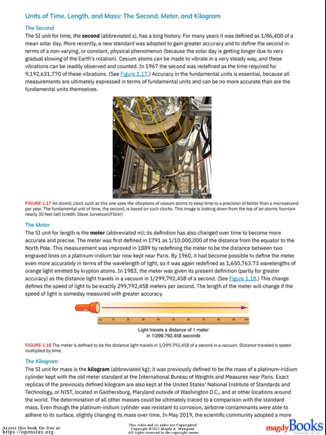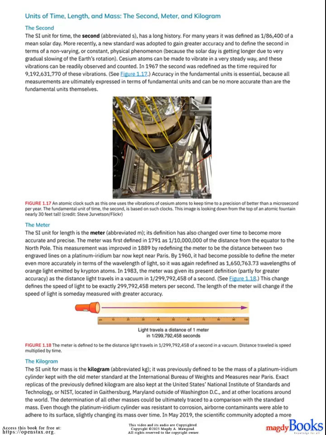C. The kilogram. The SI unit for mass is the kilogram, abbreviated kg. It was previously defined to be the mass of a platinum iridium cylinder kept with the old meter standard at the International Bureau of Weights and Measures near Paris. Exact replicas of the previously defined kilogram are also kept at the United States National Institute of Standards and Technology, or NIST, located in Gaithersburg, Maryland outside of Washington, D.C., and at other locations around the world. The determination of all other masses could be ultimately traced to a comparison with the standard mass.